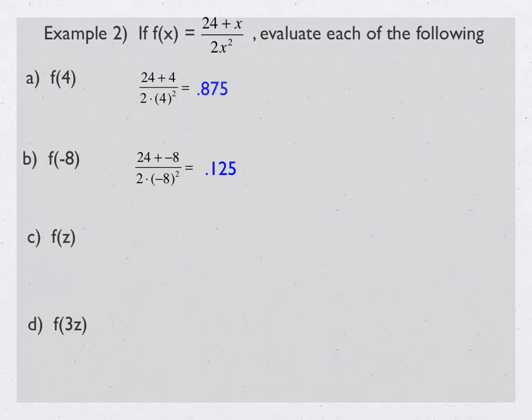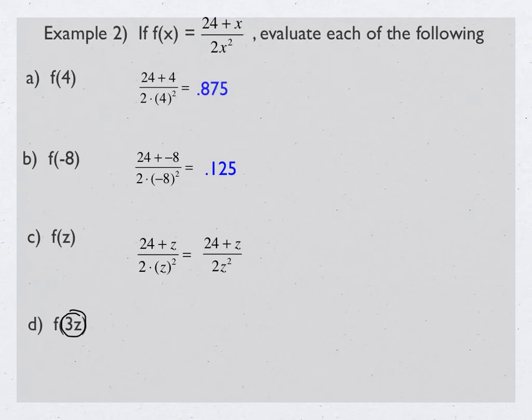Now don't let this next one throw you off because it's a letter, so it's weird, but it's still just telling you to put that z in place of both of the x's. So that's going to look like 24 plus z over 2 times z squared. Nothing you can really do with that. You can't combine anything. You can't cancel anything out. The only thing I could maybe do is write this a little bit nicer: 24 plus z over 2z squared. That's all you can do, and that's your answer. You replace the x with the value, and then you simplified it as much as you can. Let's do the same thing with 3z.